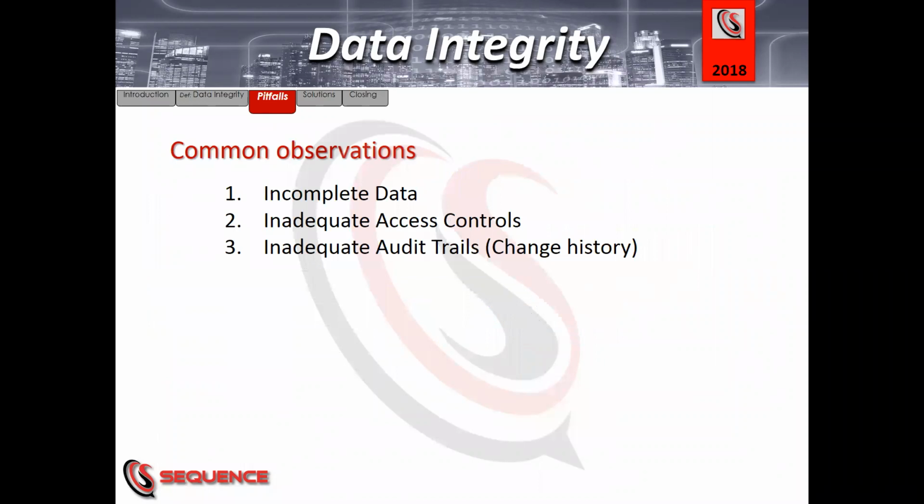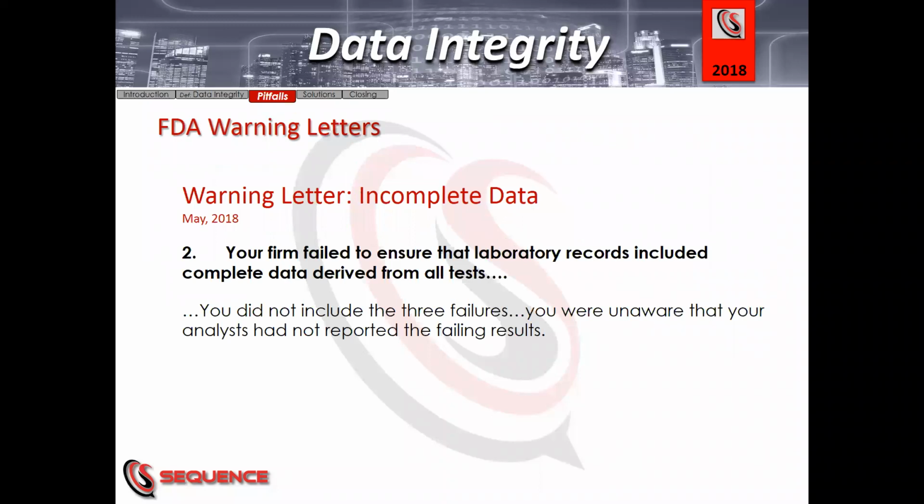Okay, let's see some examples. We've discussed a little bit about what data integrity is and some of the pitfalls. I'll show you some examples of those pitfalls in the regulator's words. May 2018, last month, incomplete data. Your firm failed to ensure that laboratory records included complete data derived from all tests. You did not include the 3 failures. You were unaware that your analysts had not reported the failing results.